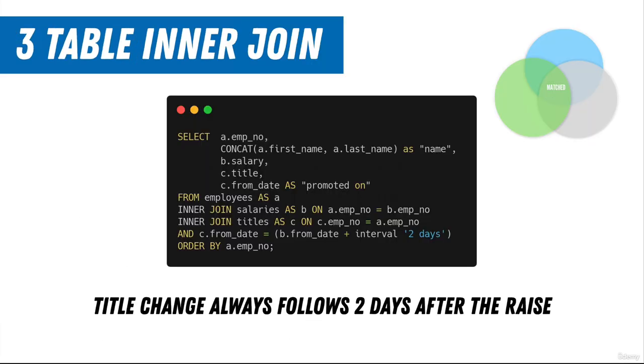Well, what if I told you that title changes always follow 2 days after the raise? So if title changes always follow 2 days after the raise, we kind of know how to write our query, but it's going to become complex. So right here on the right-hand side, you can see what we're doing. Employees, salaries, titles. And through the inner join, there is going to be a very tiny intersection of data that we match. But how would that look?